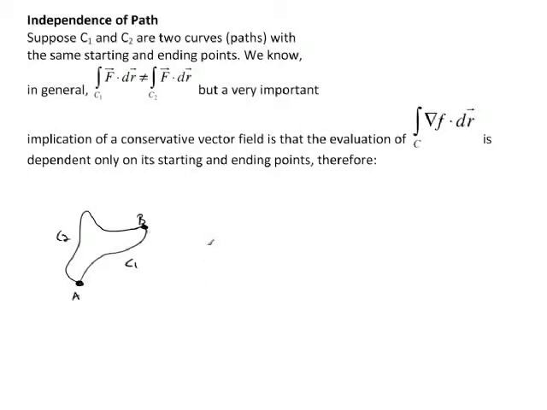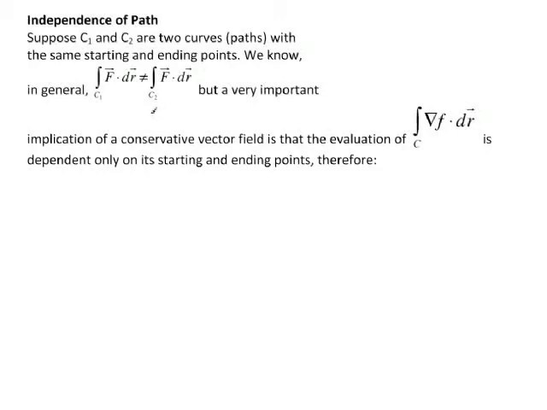I'm not talking about a curve that starts at A and ends at A. That's something totally different. Okay, so I have these two curves with the same starting and ending points. Now we know that in general, the line integral over C1 is not equal to the line integral over C2. So in general, the path is important. We need to know what path we actually took through this vector field to compute the line integral.